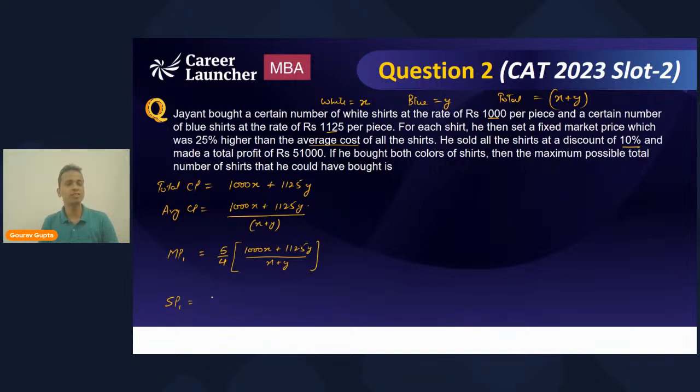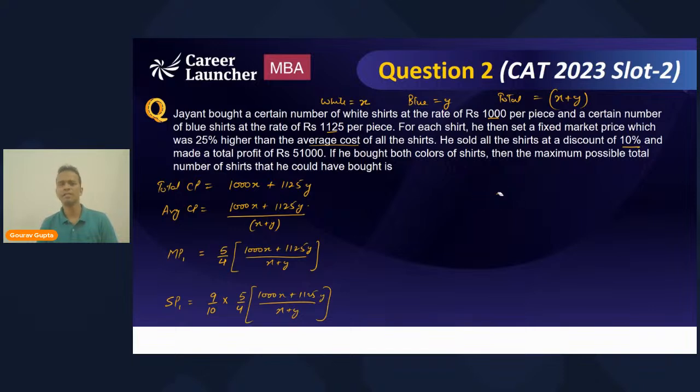So 10% discount means 9 by 10. 10% is 1 by 10. Discount of 10% will be 1 minus 1 by 10. That comes out to be 9 by 10 in terms of fractions. So the selling price of each shirt will become 9 by 10 times the market price of each shirt, which is 5 by 4 bracket (1000x plus 1125y) upon (x plus y). So this is the selling price of each shirt, right?